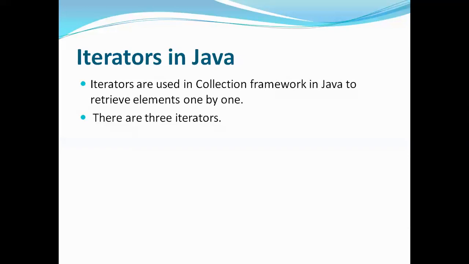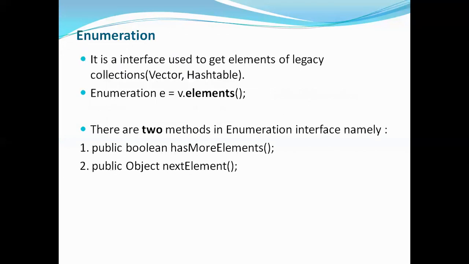Iterators are used in the collection framework in Java to retrieve the elements one by one. There are three iterators. Now let's see what they are. The first one is called enumeration. So enumeration is one of the iterators.